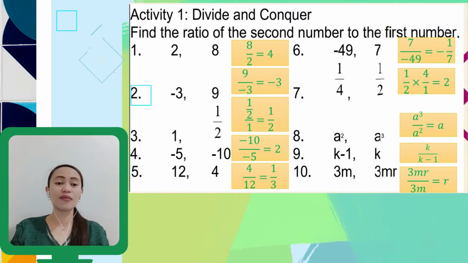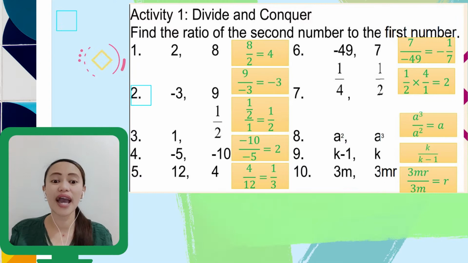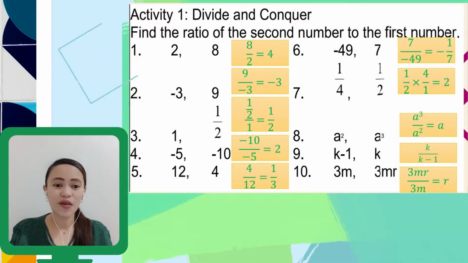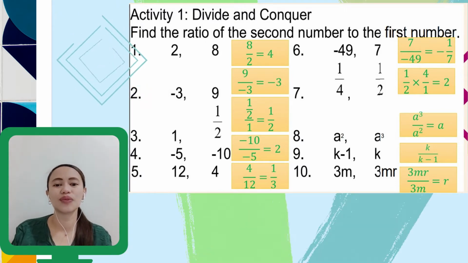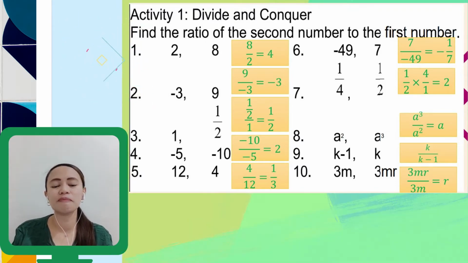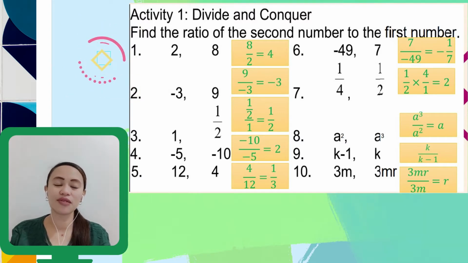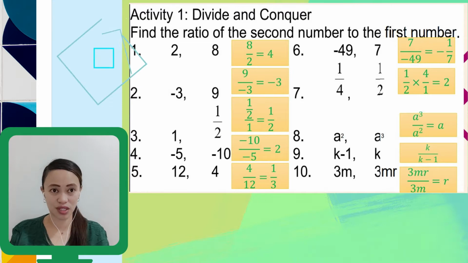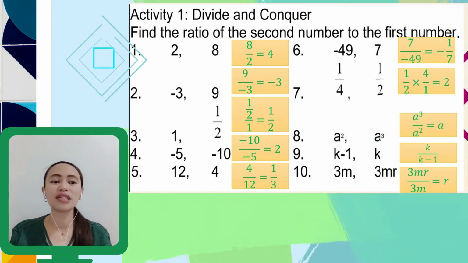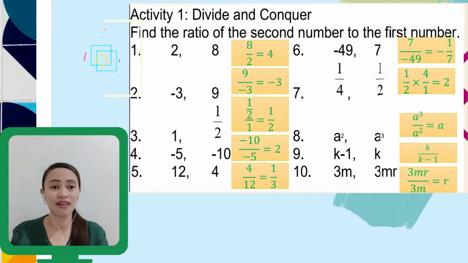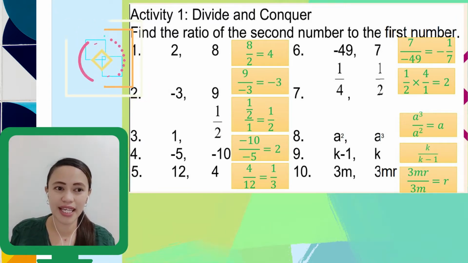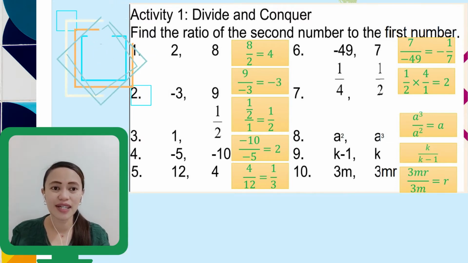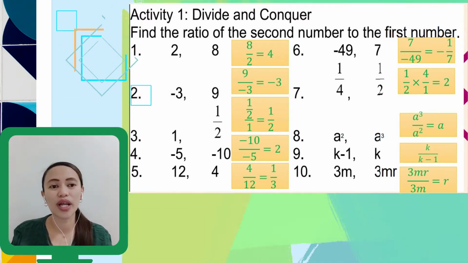Then let's have number 4, which is negative 5 and negative 10. So negative 10 divided by negative 5, we're going to have a positive 2. And then let's have number 5, which is 12 and 4. So 4 divided by 12, so we have 1/3. Next, let's have number 6. We have negative 49 and 7. 7 divided by negative 49. So the answer that we have in here is negative 1/7.